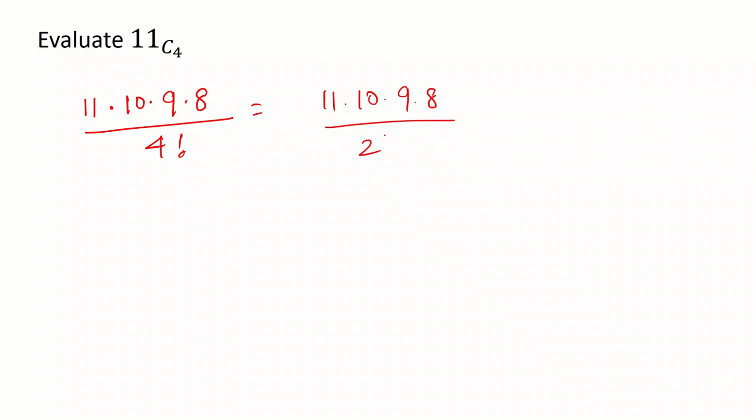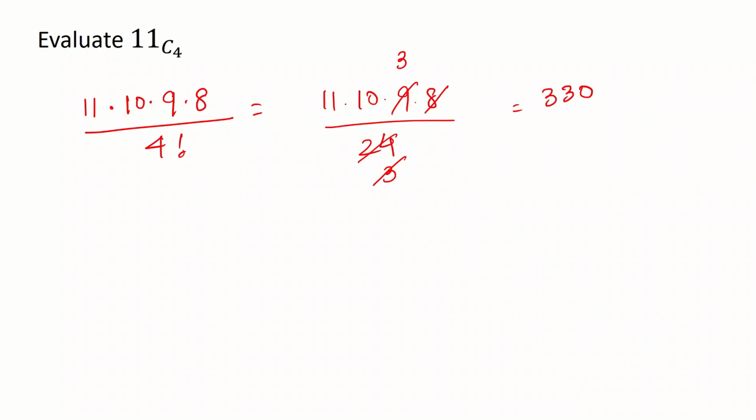Okay, so let's take up a question. We will evaluate 11C4. I'll use the first method, so I'll write it as 11P4 by 4 factorial. What is 11P4? It is starting with 11 and then going down 4 steps: 11, 10, 9 and 8, and then divided by 4 factorial, which is 24. 8 3s are 24, and 3 3s are 9. So I get the answer as 330.